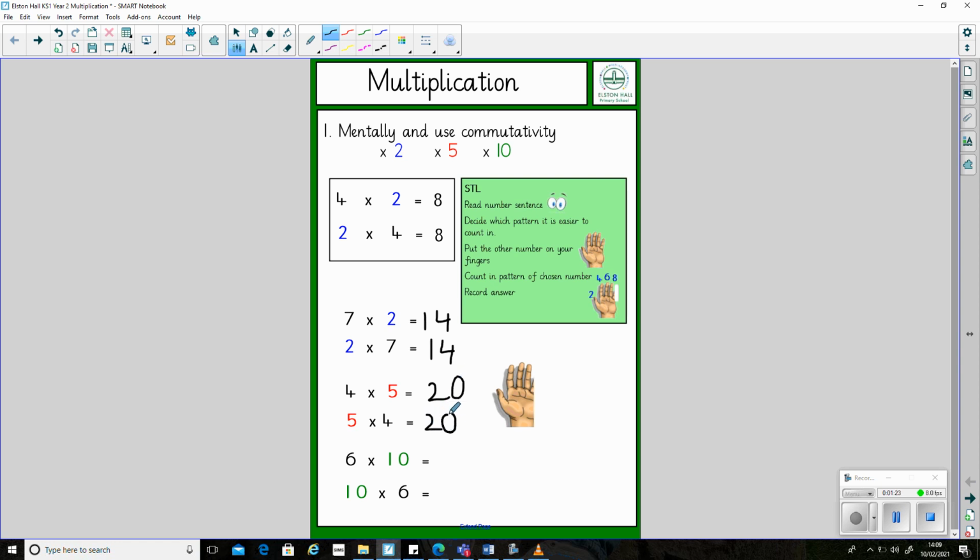And the final calculation, 6 times 10. Again, we ask the children to think, can you count in your 6s more easily or your 10s? Normally they will say the 10s. So we then teach them to put up 6 fingers and count in 10s. So 10, 20, 30, 40, 50, 60. The answer would be 60, both for 6 times 10 and 10 times 6.